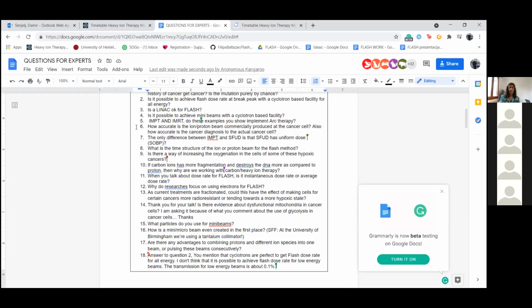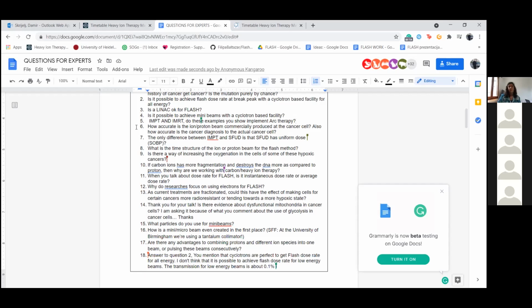So are there advantages of combining protons and different species? There are some advantages, and that's what people are looking at. The main advantage is to do with the RBE. Protons have a low RBE and are very sensitive to oxygen. Carbon has a very high RBE and is not sensitive to oxygen. So what you can do is a form of dose painting. You treat the hypoxic regions with carbon, and you treat the non-hypoxic regions with protons.